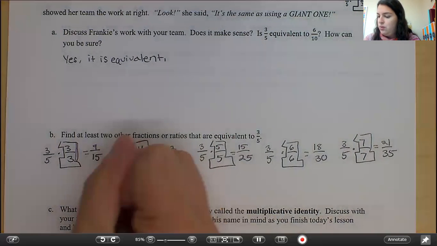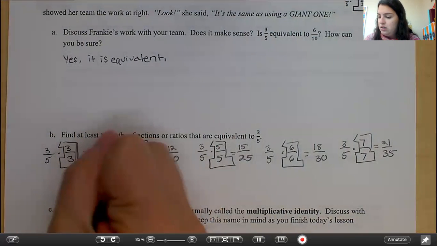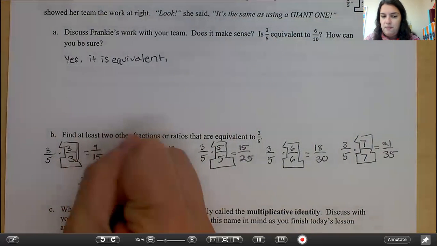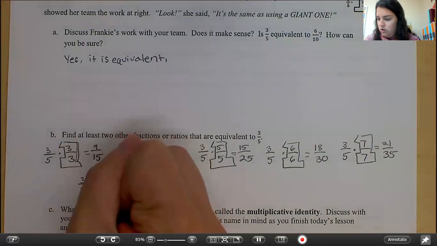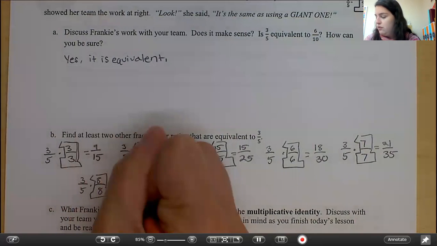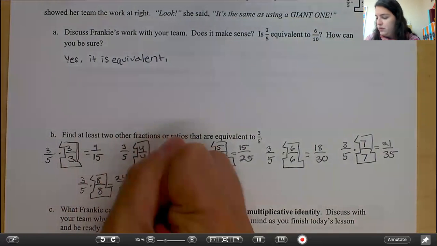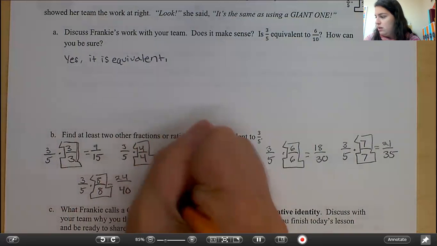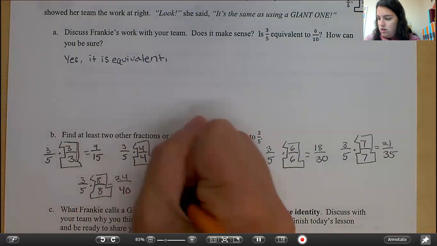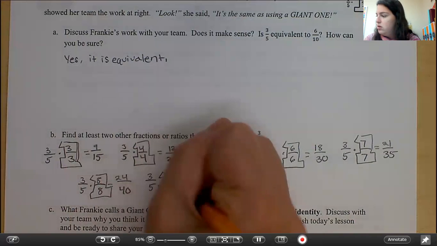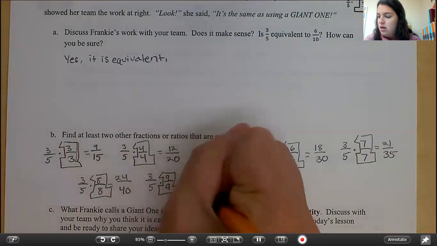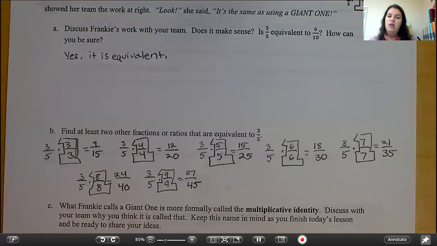Okay, and I'm just going to write 3/5 times 8/8. That's in your giant 1. You would have 24/40. Then 3/5 times 9/9. That's in your giant 1. 27/45. Okay, and you could have continued on. There are many, many options here, but these are just some of them.